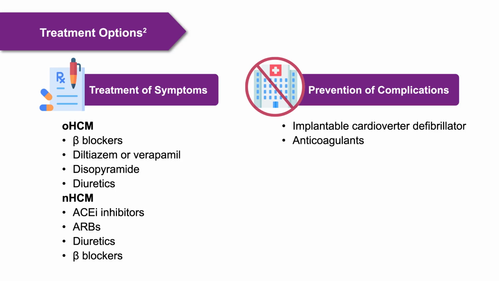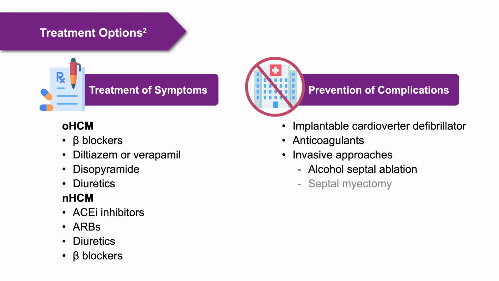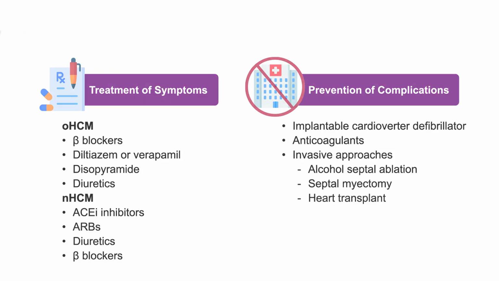For patients with obstruction who are refractory to medical therapy, we have a number of options in which we can reduce the thickness of the interventricular septum using either a percutaneous approach with alcohol septal ablation or a surgical approach by means of a septal myectomy. In a small number of patients with progressive disease, cardiac transplantation may be appropriate.